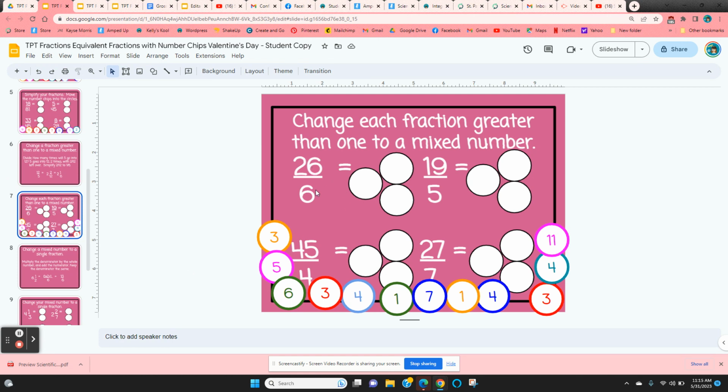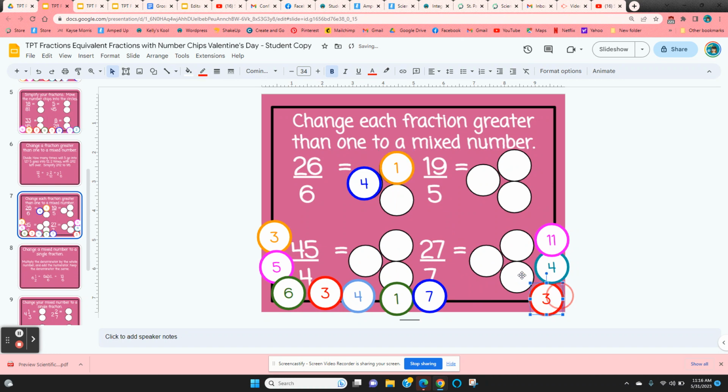So for example, 26/6. 6 goes into 26 4 times. So click and hold on the edge of the 4. So 4 is the whole number. 4 times 6 is 24. That means there's 2/6 left over. Well, if they look at this, 2/6 is not simplified. So they need to go ahead and simplify 2/6 to 1/3.